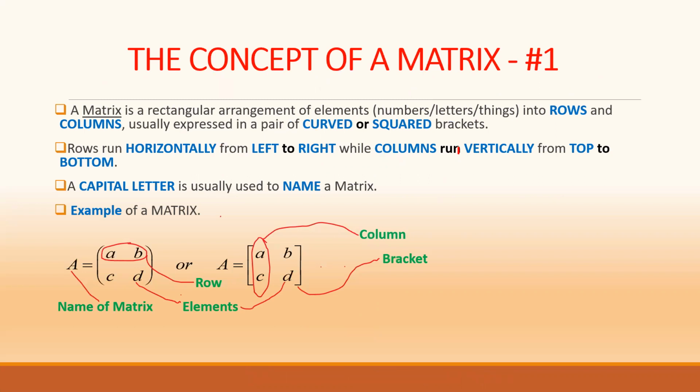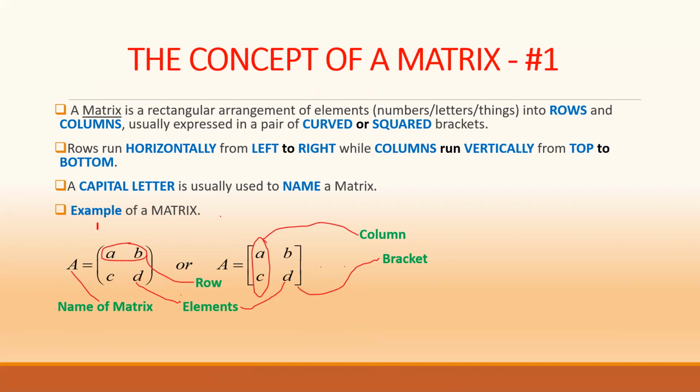The concept of a matrix. So here we're going to look at what a matrix is. A matrix is a rectangular arrangement of elements, and elements here could mean numbers, letters, things, symbols, etc., into rows and columns. So it's a rectangular arrangement of elements into rows and columns. That's very important. And these elements are usually expressed in a pair of curved or square brackets.